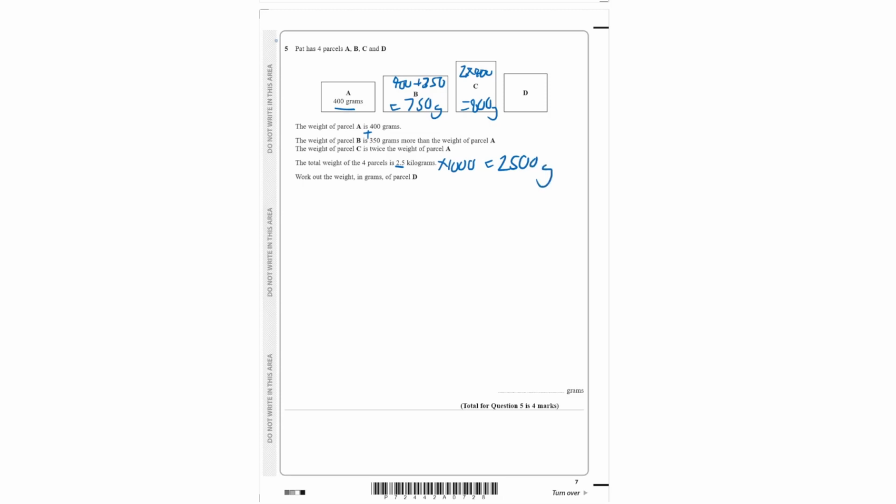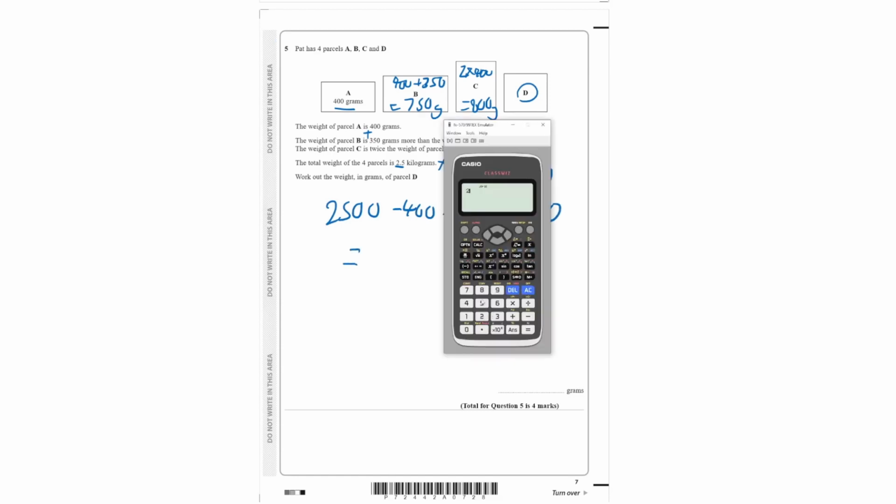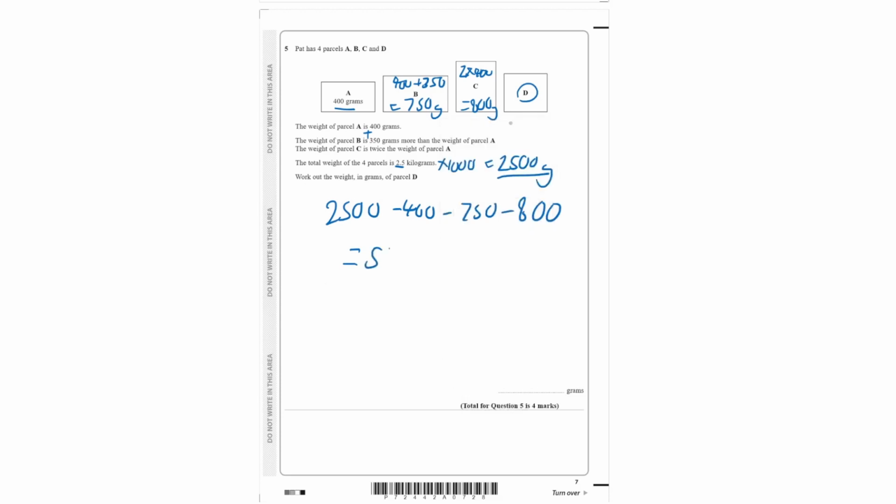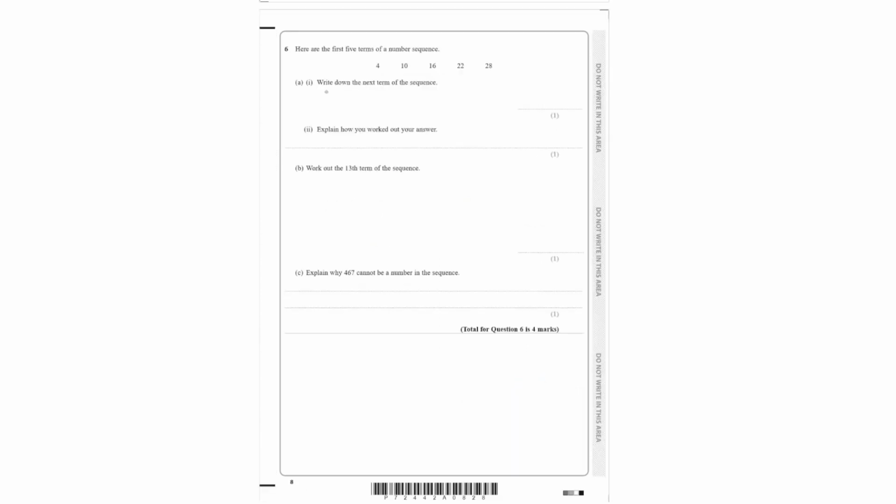2,500 grams. Now that we know the total weightage and we know 3 boxes' weightage, we can simply subtract that to find the value of D. So 2,500 minus 400 minus 750 minus 800 should give us our answer. As seen here, 2,500 minus 400 minus 750 minus 800 gives us 550 grams.